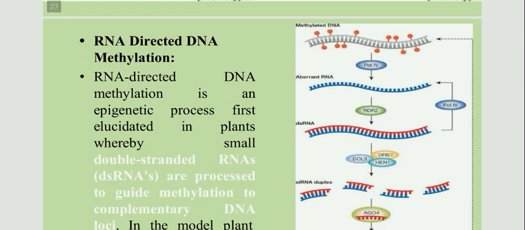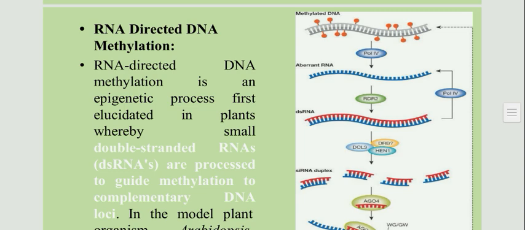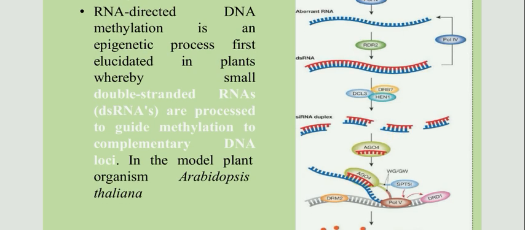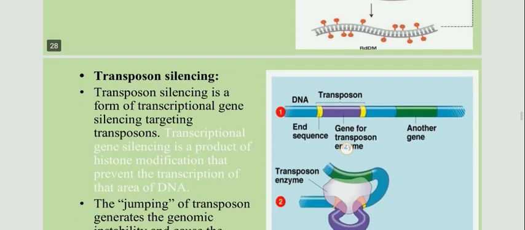RNA directed DNA methylation. RNA directed DNA methylation is an epigenetic process first elicited in plants whereby small double-stranded RNAs are processed to guide methylation to complementary DNA loci. The model plant organism is Arabidopsis. Next, transposon silencing.